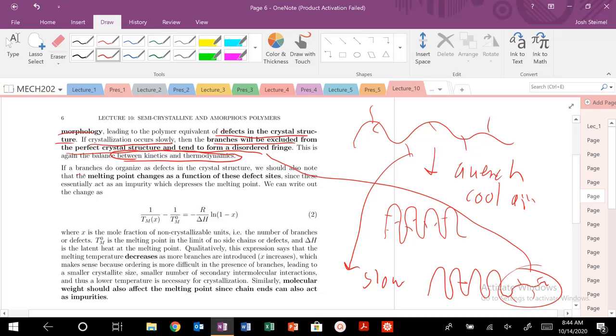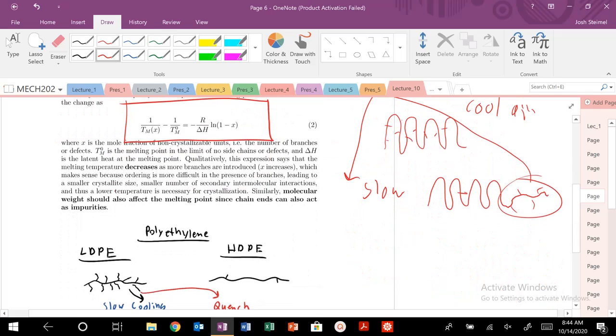If branches are part of this lamella region, the melting point will change as a function of the number of these defect sites. We can see this right here, where X is the mole fraction of non-crystallizable units, i.e. the number of branches or defects in your material. This expression makes sense because the melting temperature, Tm, as a function of X, is going to decrease as more branches are introduced, as X increases, because of this inverse relationship. As we have more branches, there's going to be a smaller crystallite size.